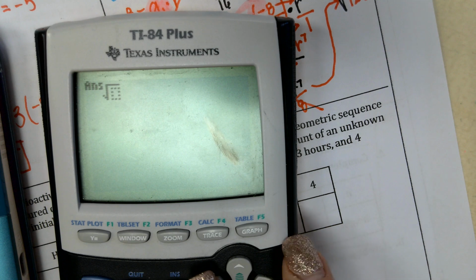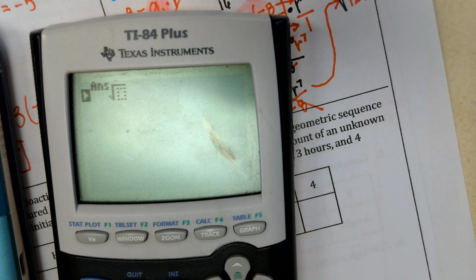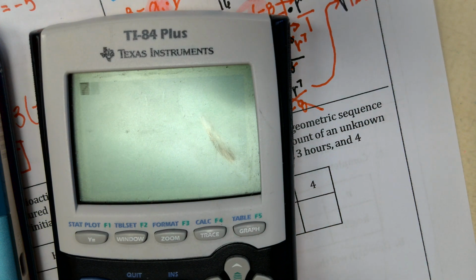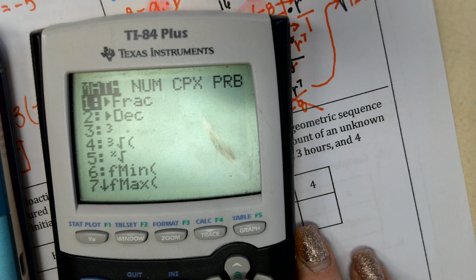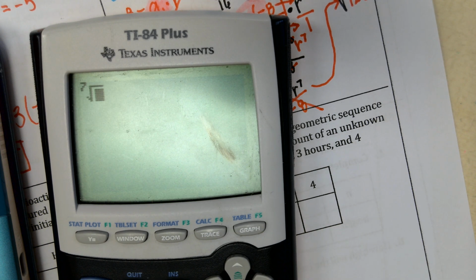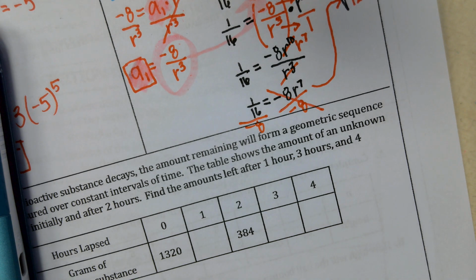Okay, so what I want to do, I'm going to arrow backwards until it is highlighting that A, and I'm going to type 7. It changes it. Now, another way to do this, I cleared out what I have here. If I know that I'm taking a 7th root, I can type in the 7 before I hit the math button and choose number 5, and it automatically puts the 7 in there. It really just depends on what calculator you get, so I just want you to know how to work with both.